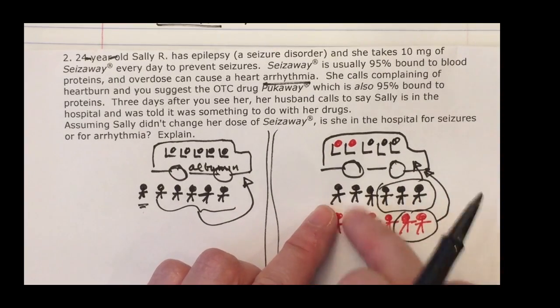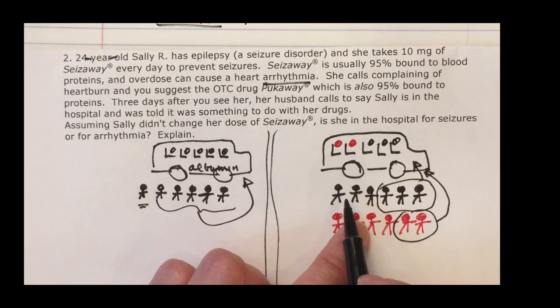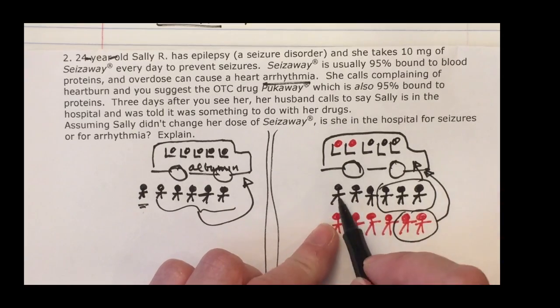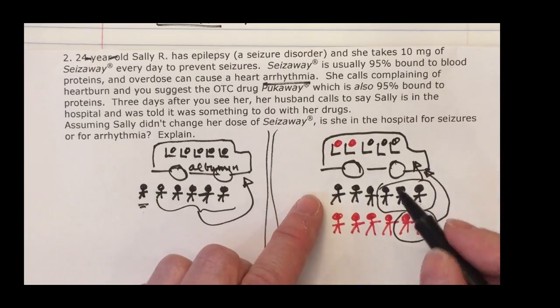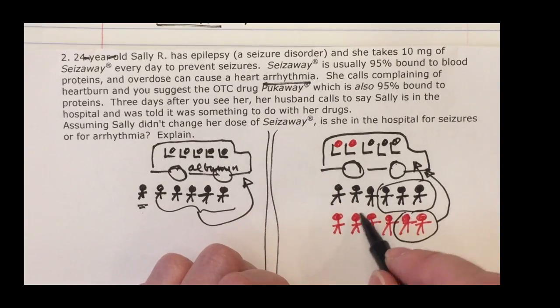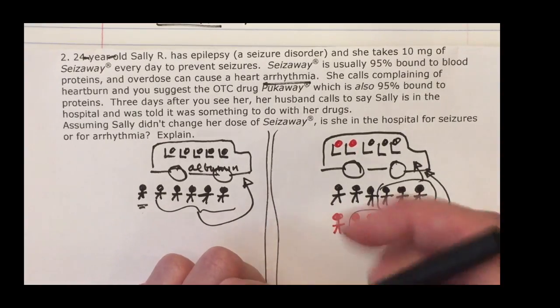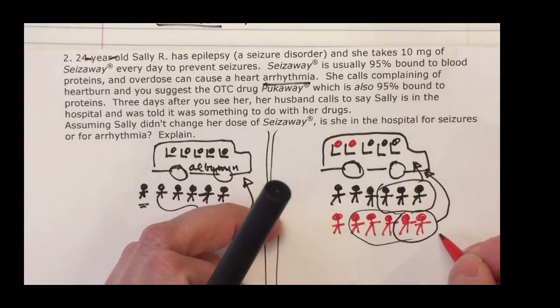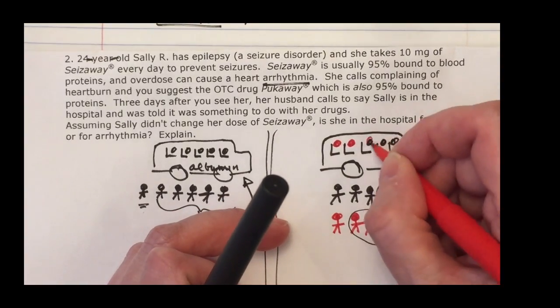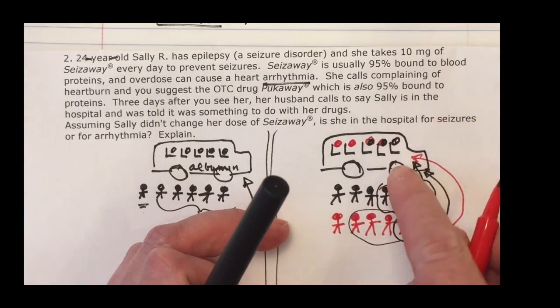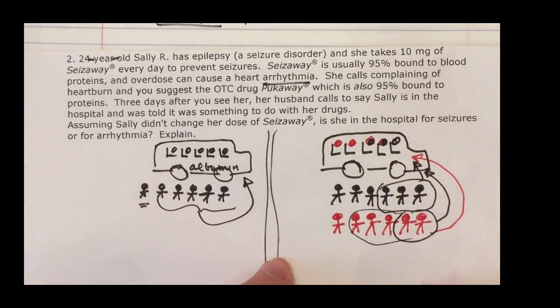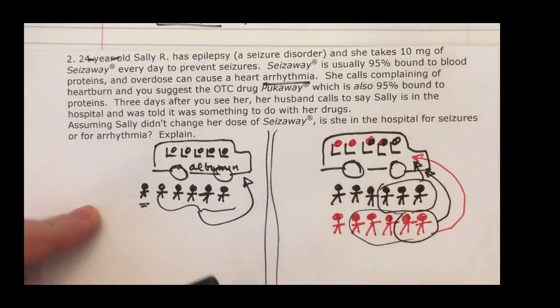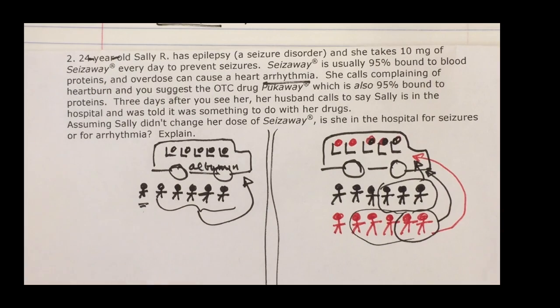There really isn't a situation where the Seizaway level will be too low, because there's no way that the 6th guy can ever get on the bus. You could even have a situation where maybe the Pukaway binds way stronger. Then it might take up all the seats and just push these 3 guys out. Now you've got a really toxic situation. So the answer here is that you'd have an arrhythmia from toxicity.